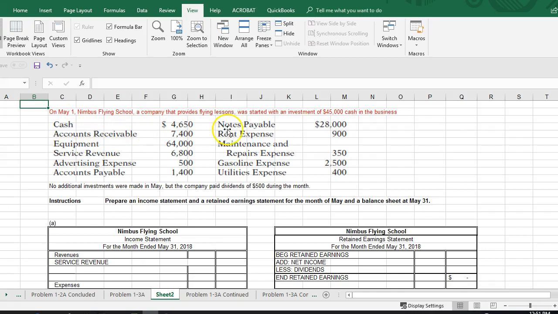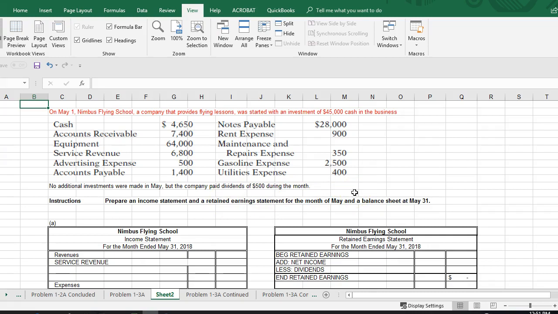Next, you have the different accounts, and these are the account balances as of the end of the month of May. They said that there were no more investments made by the owner in the month of May, but they did pay out dividends in the amount of $500 during the month of May. Our goals: prepare an income statement, a retained earnings statement, as well as a balance sheet.